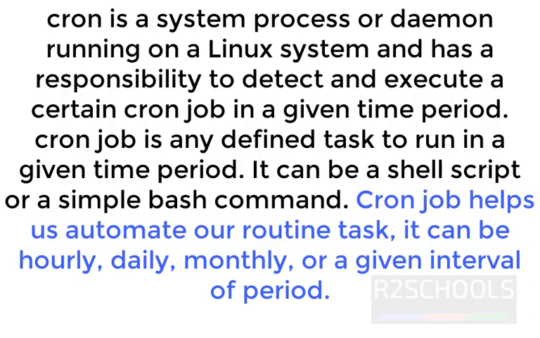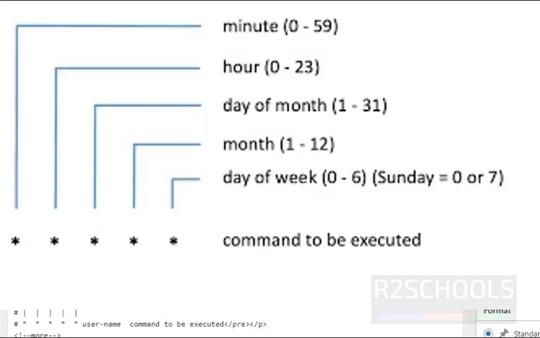It can be hourly, daily, monthly or a given interval of time. The definition of a cron job is: the first field is minutes, the second is hour, the third is day of the month, the fourth is month of the year, and the fifth is day of the week. Then we have to provide the username, then the command or script to be executed.